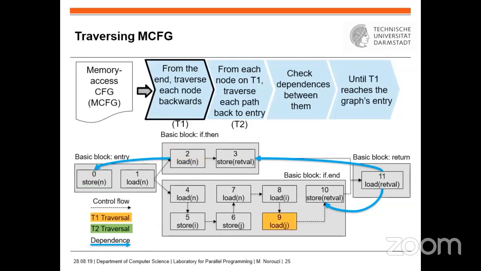The same is done for each other node on the graph, until all have been traversed in T1 and all dependencies have been found.